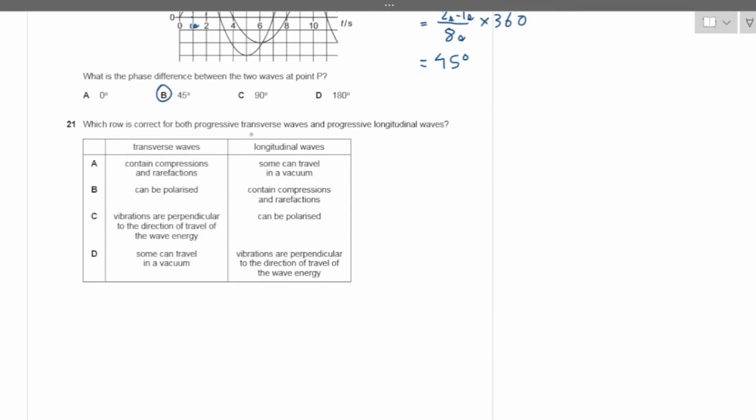Question 21. Which row is correct for both progressive transverse waves and progressive longitudinal waves? Right. Transverse waves contain compressions and rarefactions? No. They contain crests and troughs. So that option is wrong. Can be polarized? Yes. Contain compression and rarefaction for longitudinal? Yes, that's true. So option B is correct.